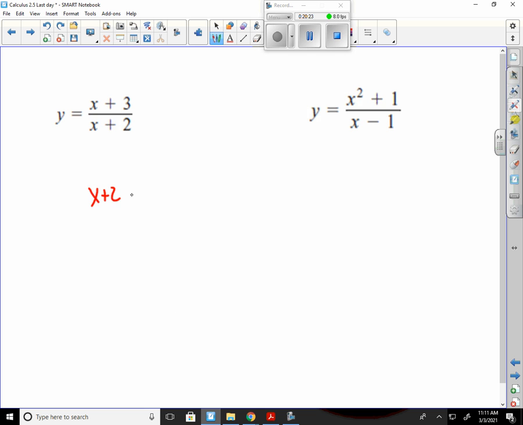x plus 2 going into x plus 3. How many times does x go into x? It goes in one time. 1 times x is x. You're subtracting, so flip the sign. 1 times 2 is 2. Subtracting, so flip the sign. Those cancel. 3 minus 2 is 1. Now x can't go into 1, so that tells us that we have a remainder of 1 over x plus 2.